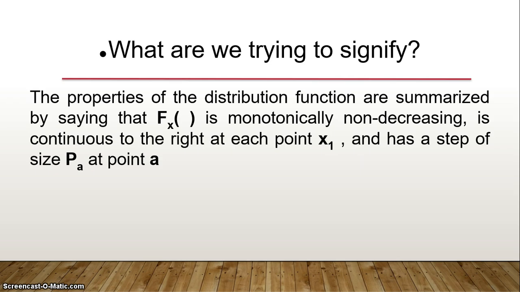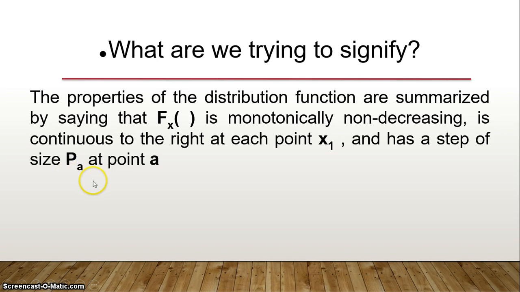So what we are actually signifying using the properties of distribution function is, F_X of x is always a monotonically non-decreasing function, and it is always continuous towards the right at each point, and has a step of size p_a at point a. So this is very, very important to note. The probability of the value at that instant is p_a.